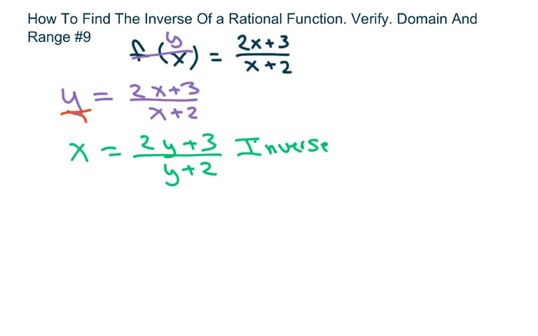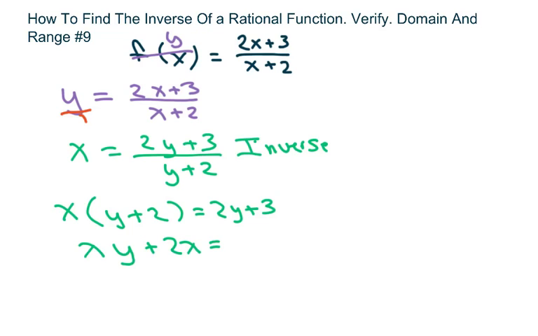Now we want to solve for y. So you're going to get x times y plus 2 equals 2y plus 3. Clean this up. Now we want to group our y's together. So we're going to get x, put the y out, and you're going to get x, let's see.